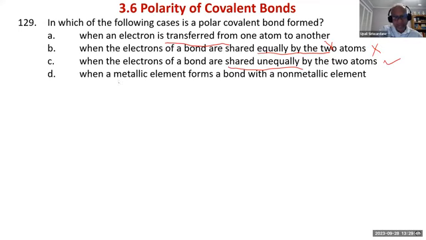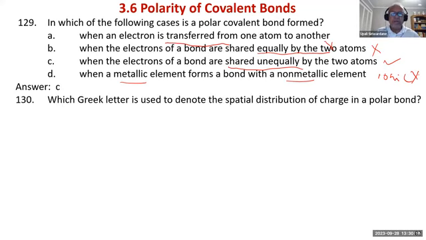Metallic elements with non-metallic elements always make an ionic compound. Metals have very low electronegativity. Non-metals have high electronegativity. Therefore, they don't make covalent bonds, so the polar covalent bond idea doesn't apply to an ionic compound. Hence it's C.